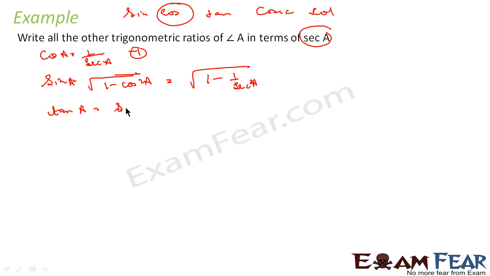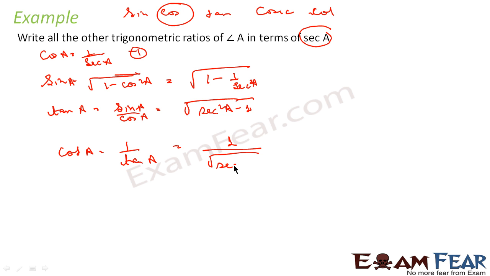Tan a is nothing but sin a by cos a. Or tan a is also root of sec square a minus 1. Direct formula. We can either say tan a is equal to sin a by cos a. Sin a is in terms of sec a, cos a is in terms of sec a, I can do that. Or I can say tan a is equal to root of sec square a minus 1. Directly I have used the relation. Cot a will be reverse of tan a, that is 1 by tan a. Correct? Since tan a I have already written in terms of sec square a, cot a is nothing but 1 by root of sec square a minus 1.